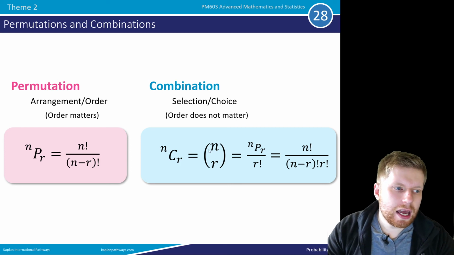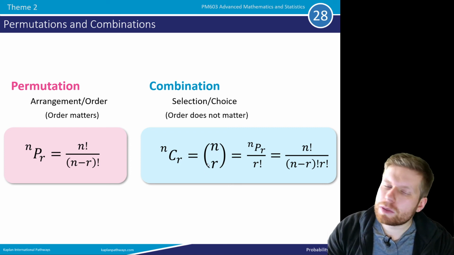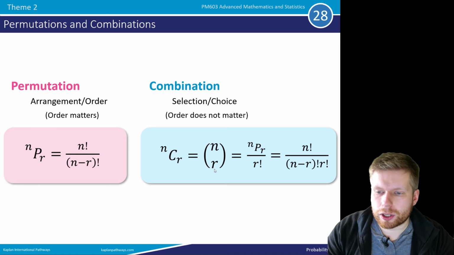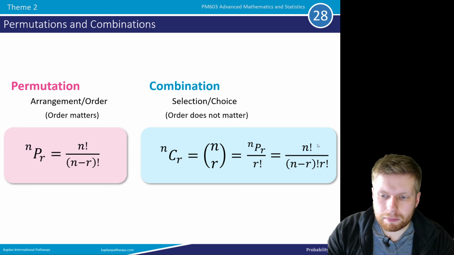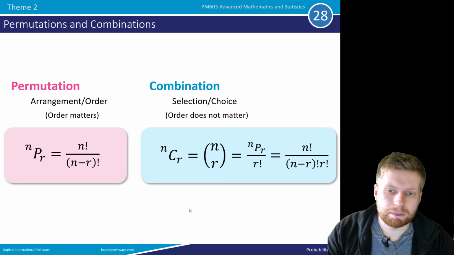So if you write it like this, it means you start off with n objects, and you pick r of them. You don't put them in an order. Okay, and you can see the relationship between nPr and nCr. You're simply dividing nPr by r factorial for a combination.